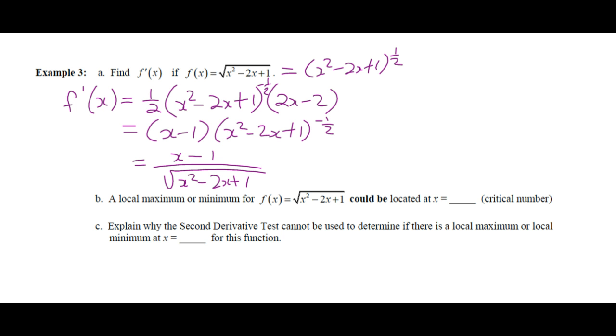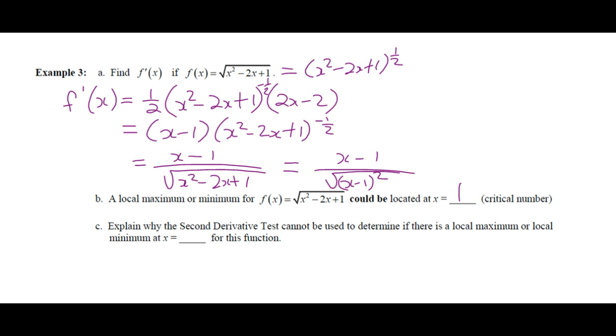It didn't when I did it, but then I just messed up. You can take the square root of the bottom, that's x minus 1 squared. So if there's a local max or min, where is it going to be? At x equals 1. And when x is 1, what is this equal to? It does not exist. It's undefined. But that's okay. The critical numbers are when f prime of x is 0 or does not exist. So it could be located at x equals a critical number.